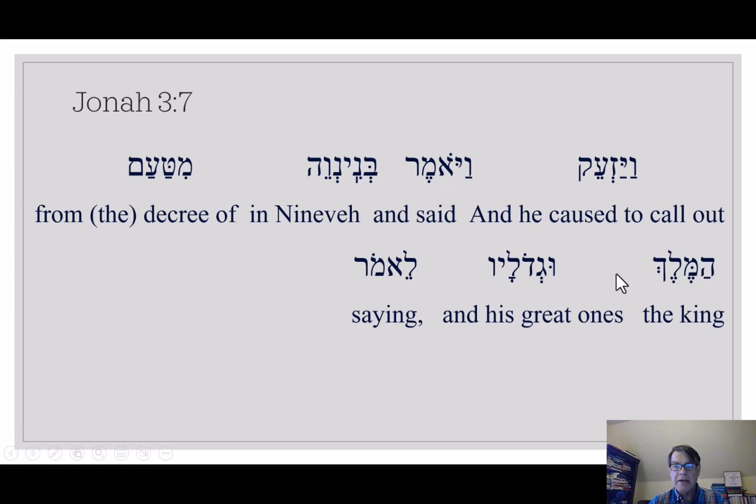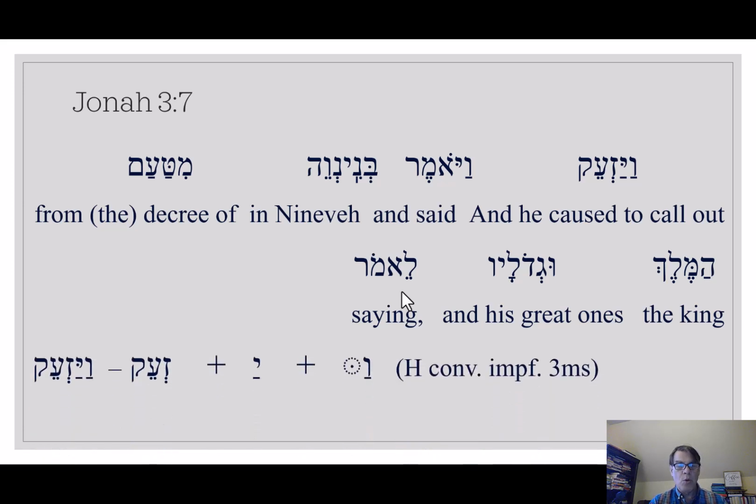This line is Hamelech u Gedoliv lemor. Okay? So, and he proclaimed and said in Nineveh, quote, from the decree of the king and his great ones, saying, and then let's go ahead and finish. This is what I've already said. I just broke down this first word.